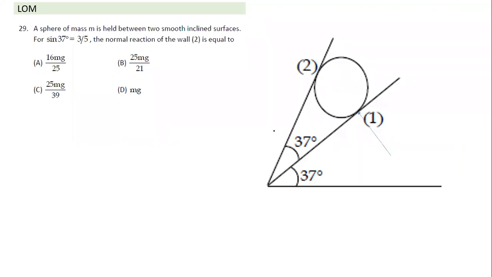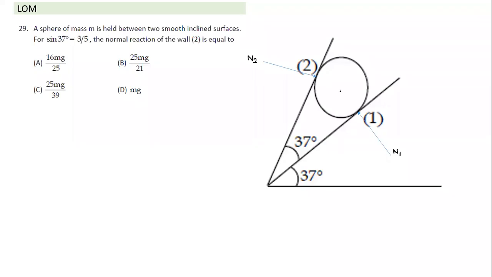So let's do it step by step. How do we go about it? What are the forces acting? A sphere of mass m is held between two smooth surfaces. Again, smooth surface means it will act only normal to the surface. So one reaction N1 is acting like this, and N2 is acting in this direction. It will always be a pushing kind of force. This is the direction of N2. Let's try and understand these directions also.